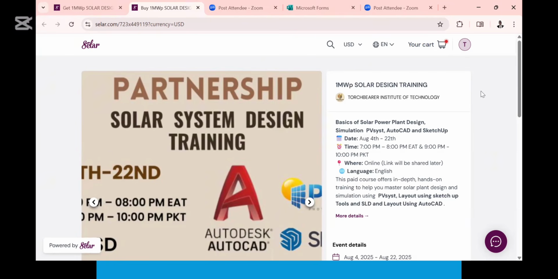Sir, in your paid training, will there also be guidance on software installation? For example, I don't have PVCase or other required software installed. It would help to know if the training will cover the installation process as well.